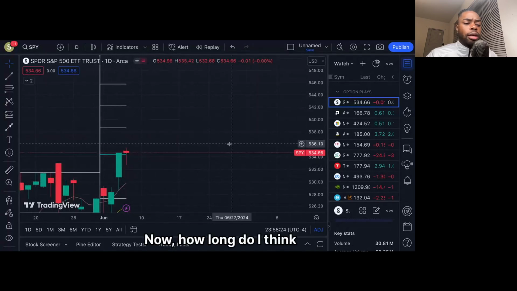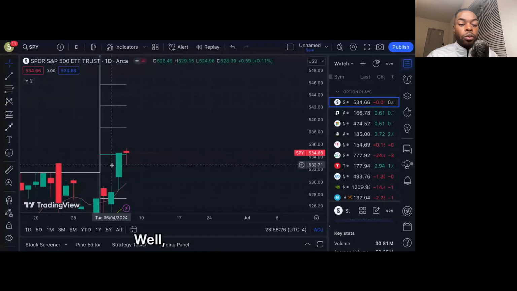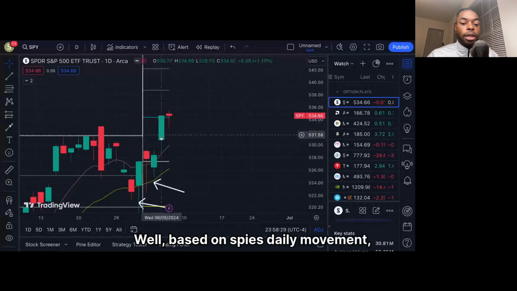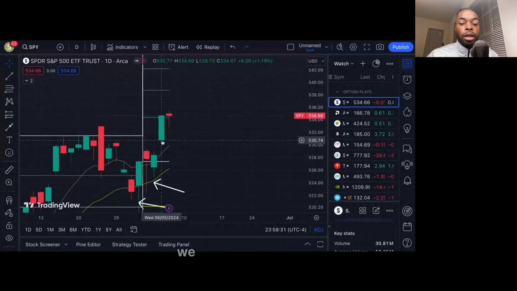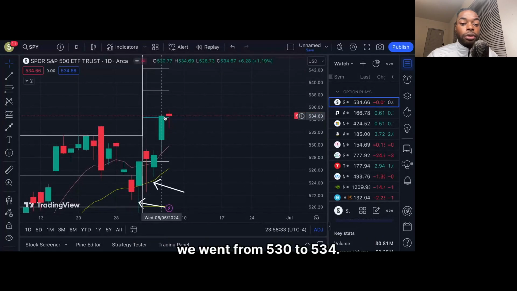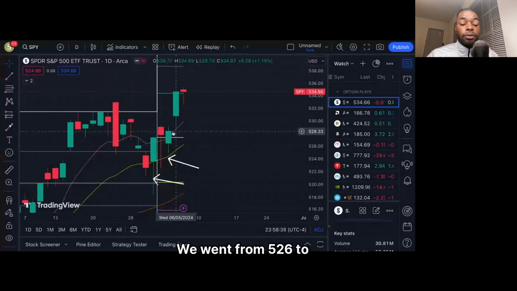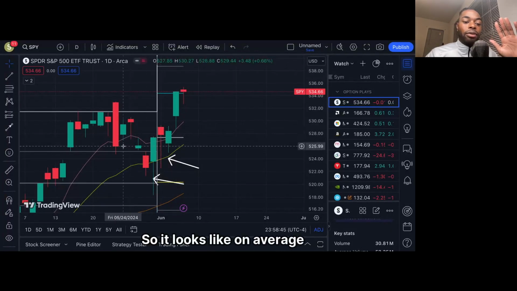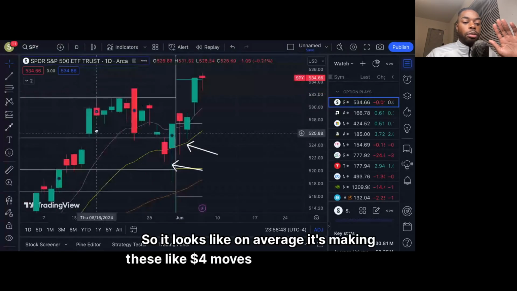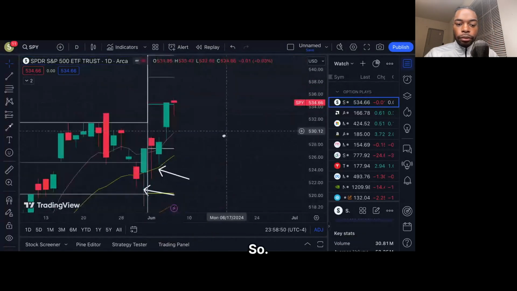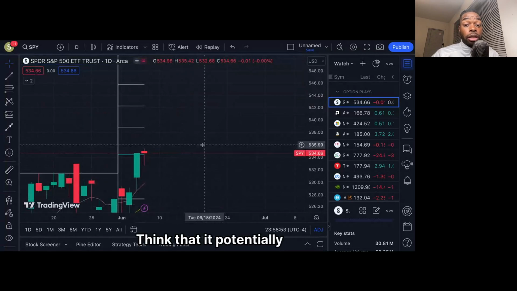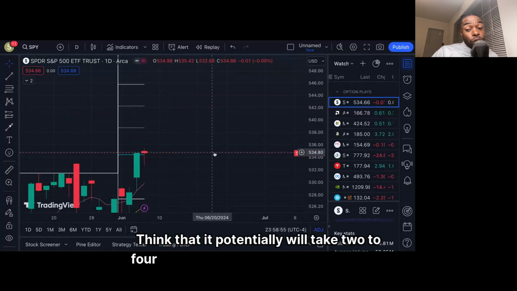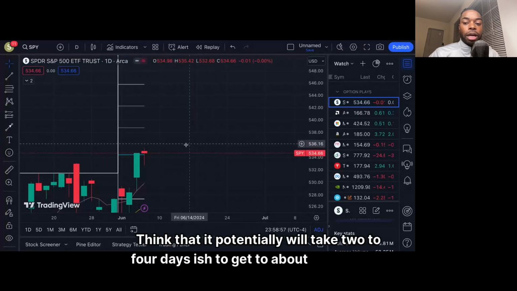Now, how long do I think it's going to take to get to 540? Well, based on SPY's daily movement, it looks like today or the day before today, we went from 530 to 534. That's $4 to move. Here we went from 526 to 528.61, about a $3 move. This move here was 520 to 523. So it looks like on average, it's making these like $4 moves when it pushes to the upside. So I think that it potentially will take 2 to 4 days-ish to get to about 540.